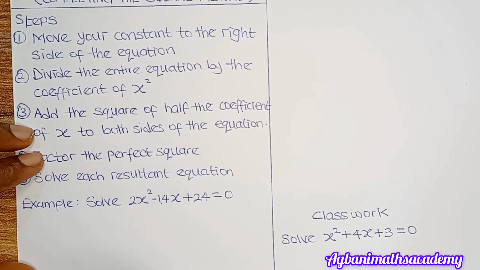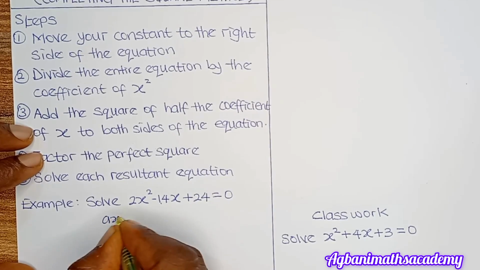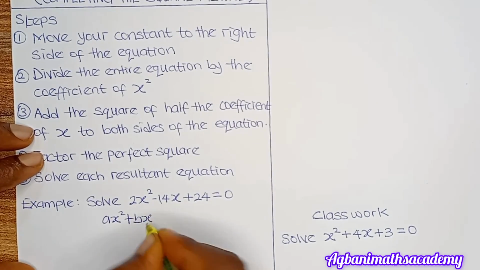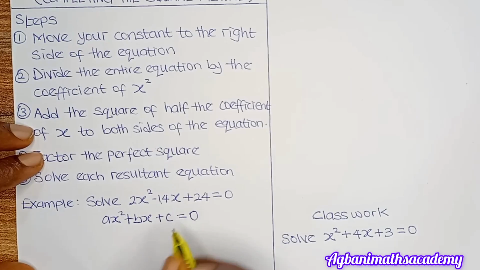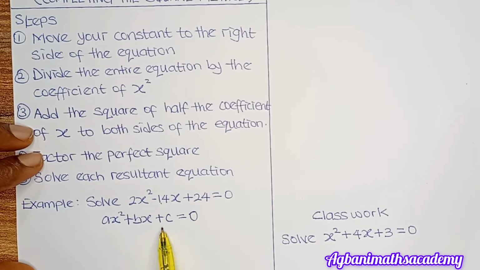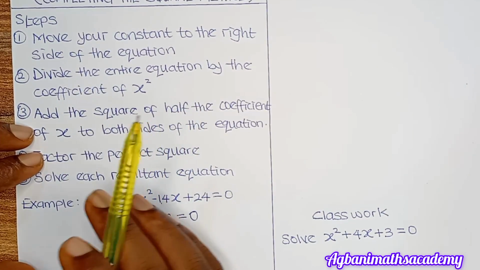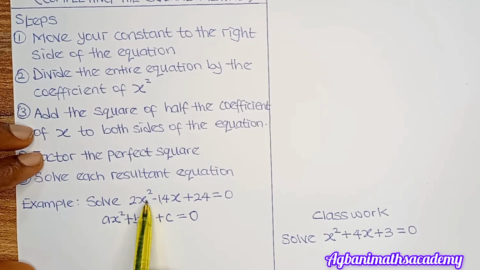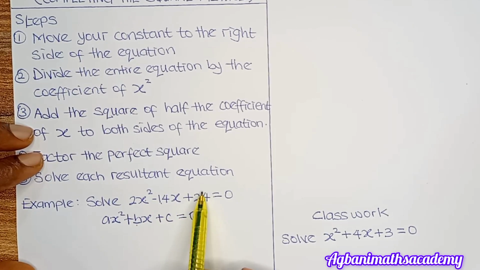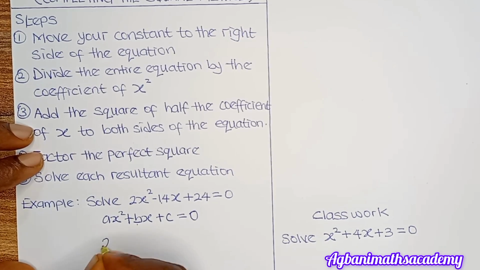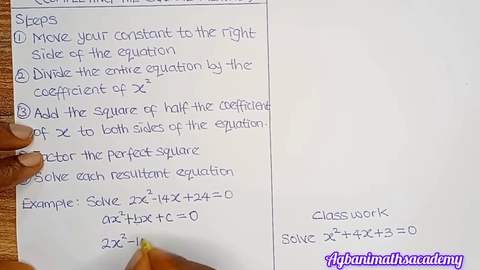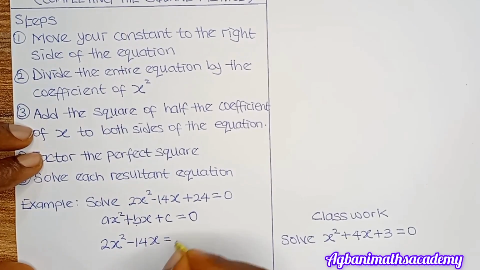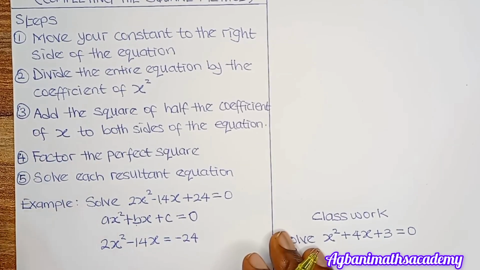But remember, all quadratic equations are written in the form ax squared plus bx plus c is equal to 0, where a is the coefficient of x squared, b is the coefficient of x, and c is the constant. So in the first step, we are expected to move the constant to the right side. Let's compare this to this. Let's write it down. This means we are expected to move plus 24 to the right side. When we do that, we are going to have 2x squared minus 14x is equal to minus 24. So we have done the first step.